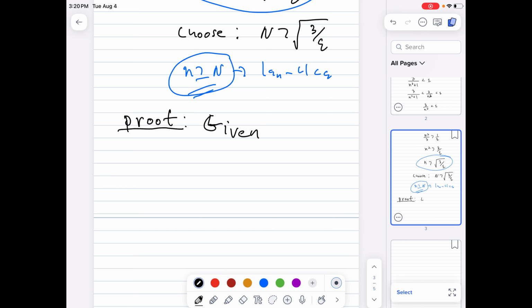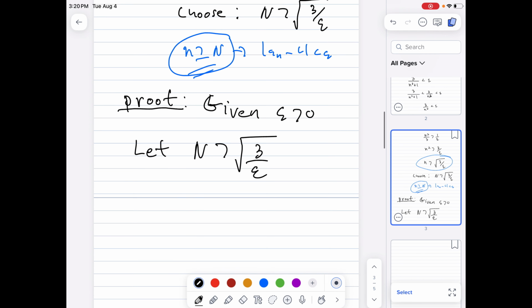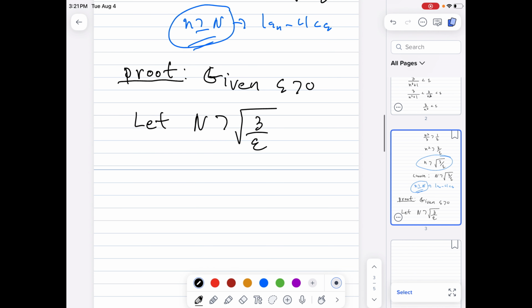Given epsilon greater than 0, let n be a number greater than the square root of 3 over epsilon. And just to put this in practical terms, you plug in epsilon like 0.1, 3 divided by 0.1 is 30. So any natural number greater than the square root of 30 would work out when epsilon is 0.1. But anyways, moving forward.